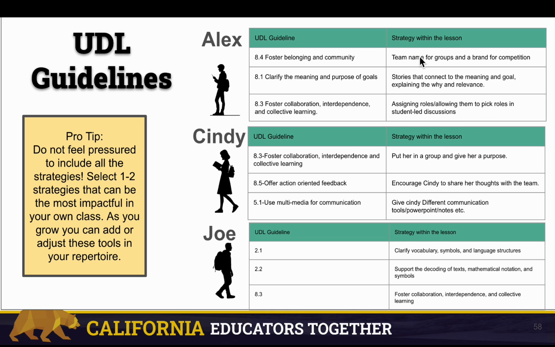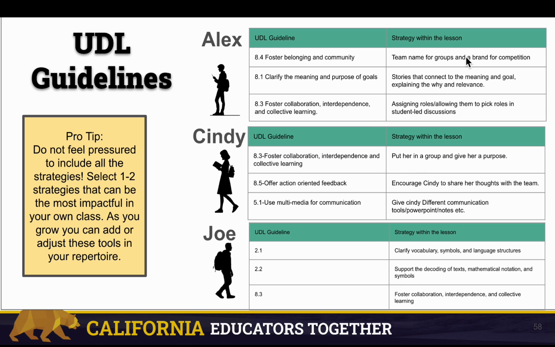But remember that Cindy and Alex had very different barriers. So even though they both had very different barriers, some of the strategies that we're identifying support both Alex and Cindy. And then we go down here with Joe, and Joe's a little bit more of an outlier. So for Joe: clarify vocabulary, symbols, and language structures; support the decoding of text, mathematical notation, and symbols; foster collaboration, interdependence, and collective learning. And so now we've reached something where, when we're looking at the team dynamic, fostering collaboration and interdependence is something that fits the need of all three of them.